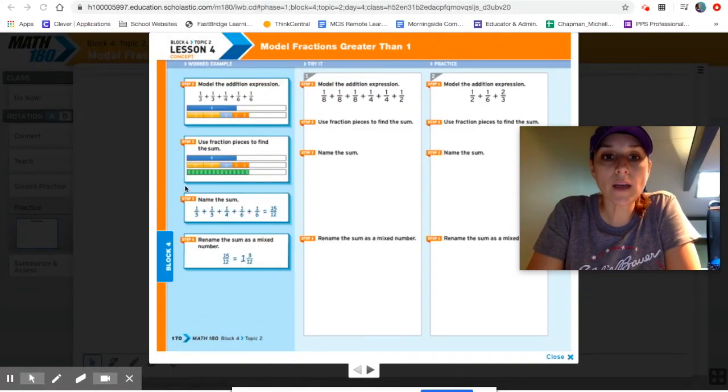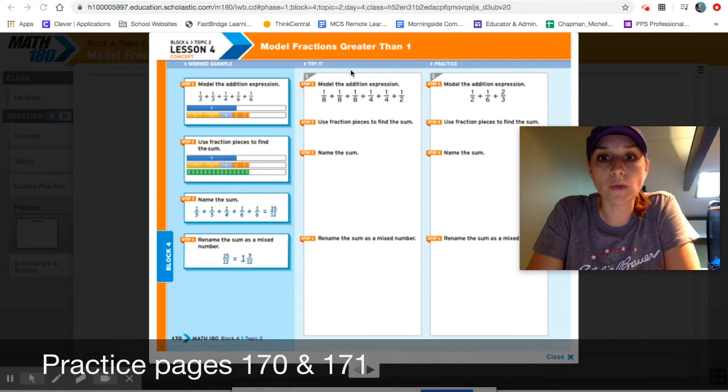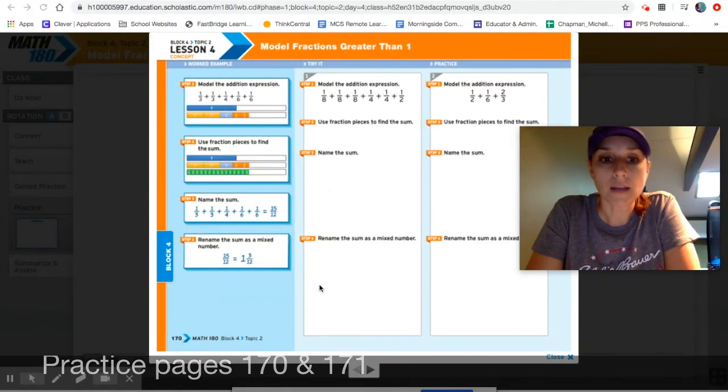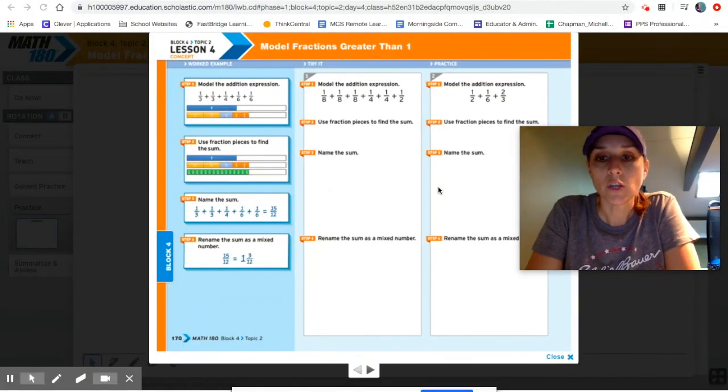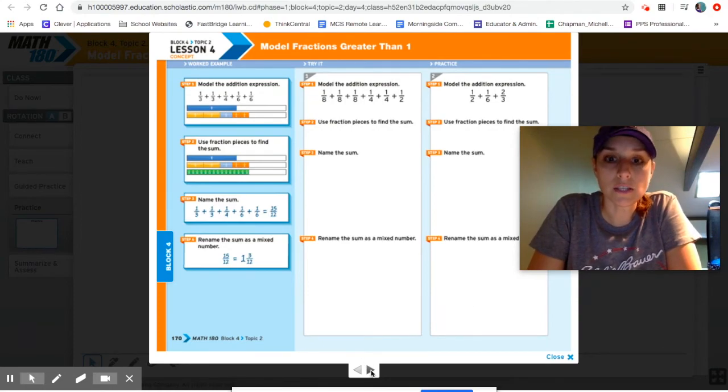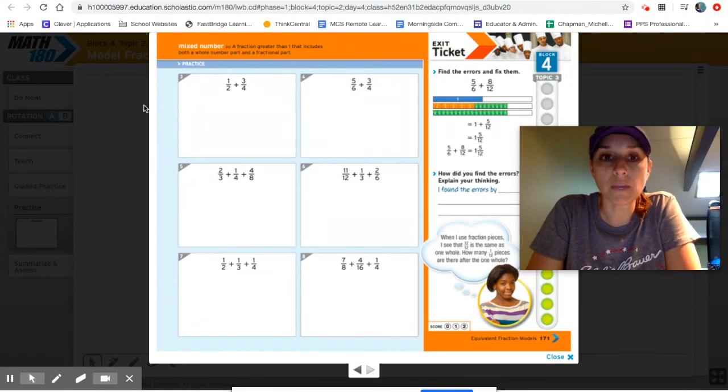All right, guys, so I have modeled what's in the blue and number 1 on page 170. You also have numbers 2. In addition to the second page, which has 3 through 8 and your exit ticket. All of these are going to be practicing that same skill. You're going to be making equivalent fractions to find common denominators, use them to add, and then turn them into a mixed number because they are, in fact, fractions greater than 1.